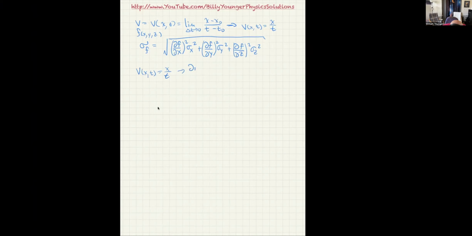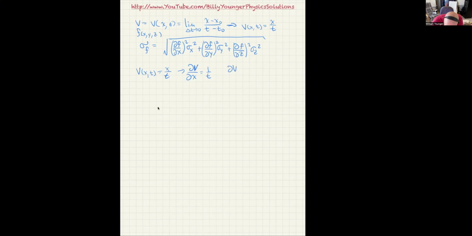So if v of x and t is equal to x over t as I wrote, then the partial of v with respect to x is just 1 over t, because the t is acting like a constant. So if I had 1 over 4 times x, then the derivative would just be 1 over 4. In this case, the function was x times 1 over t, and t is being treated like a constant, so the derivative is 1 over t.